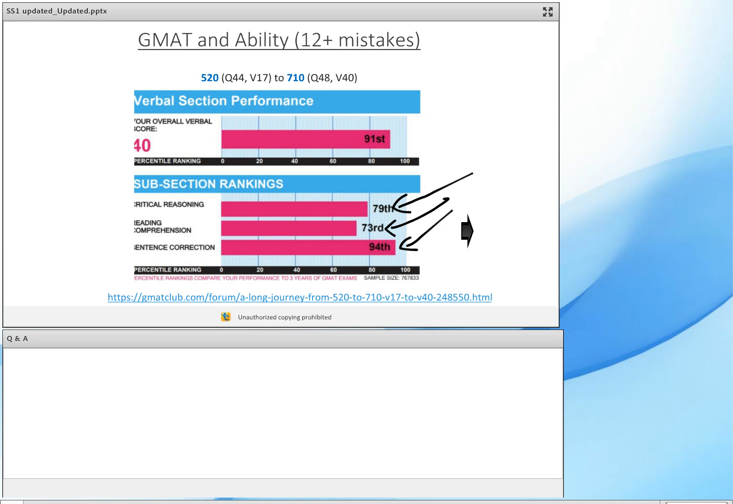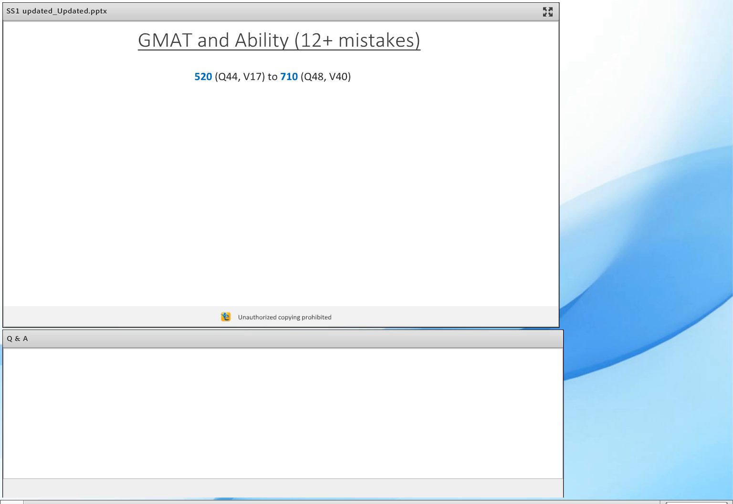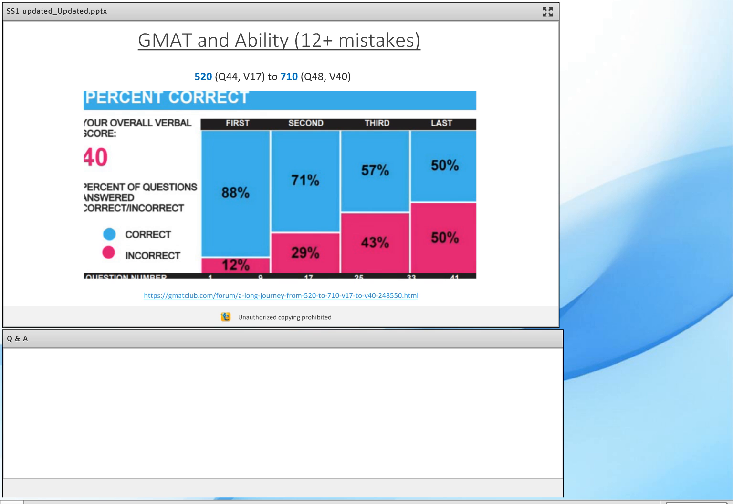And the reason why I'm sharing this is because this guy has been kind enough to share his ESR with us, which you can get at this URL. Now, when you look at his ESR attempts, what you're going to find is that he was able to get to a V40 despite making 12 mistakes.